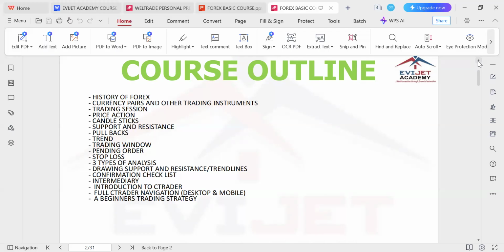We have the trading window. Now, what is the trading window? Your phone, your MT5 that you are trading with, is the trading window. So there are some things you need to learn and understand in the trading window. Now we have pending orders, instant orders, stop loss and take profit. We're talking about entries and exits.